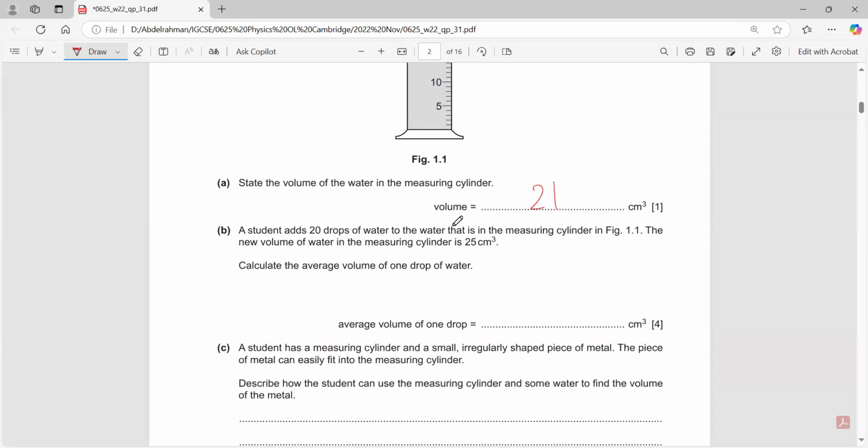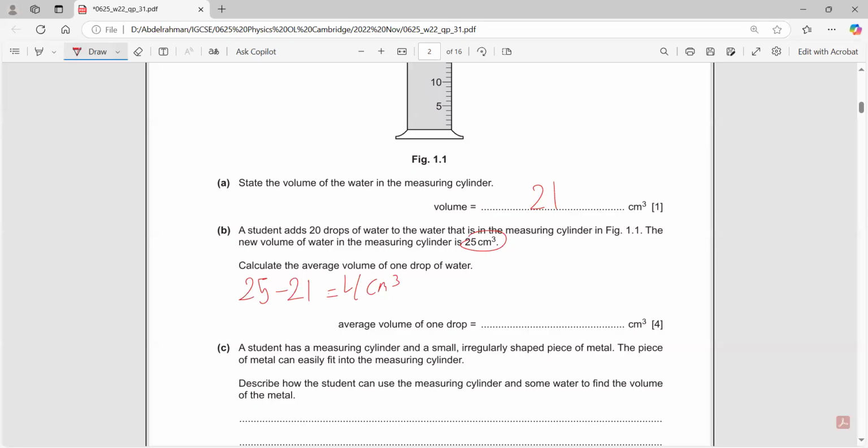The new volume of the water is 25 centimeters cubed. Calculate the average volume of one drop of water. So what's the new volume? It's 25 and the old volume was 21. Can I find the difference in the volumes? Yes, I can find the difference. It's 25 minus 21, which is 4 centimeters cubed. So this is the difference in the volume.